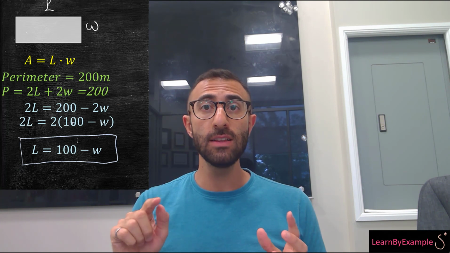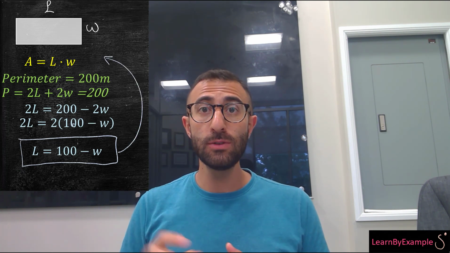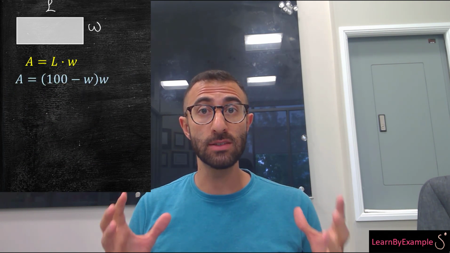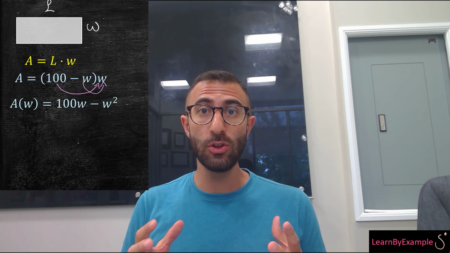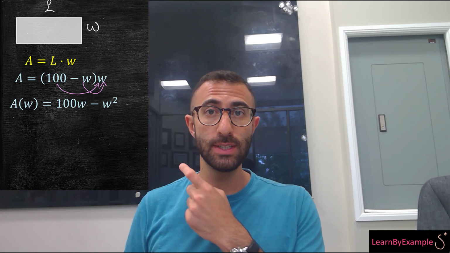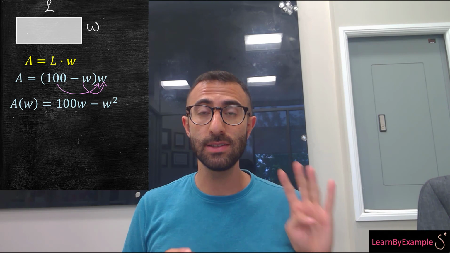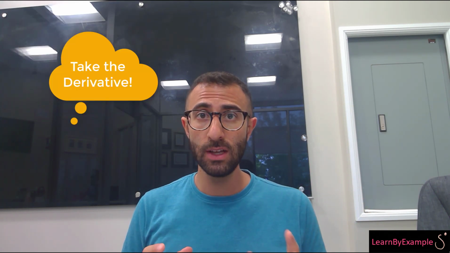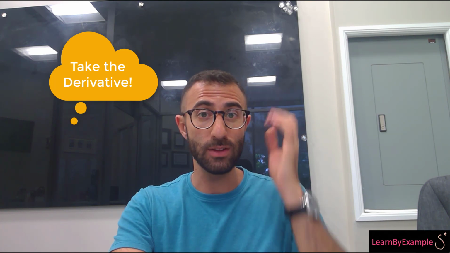Okay, welcome back. So hopefully you've arrived at L is equal to 100 minus W, as you see here. So if you take that and plug that back in area, you're going to be given 100 minus W times W. So if you expand that out, you'll be given your new function, as you can see here. And now we're going to be taking this derivative. Now this is step number 4. So take the derivative. So how do you take the derivative? Follow the steps. Let's pause it, and then we can follow the steps.